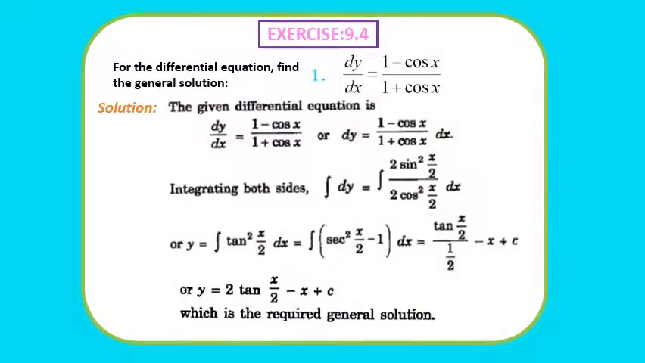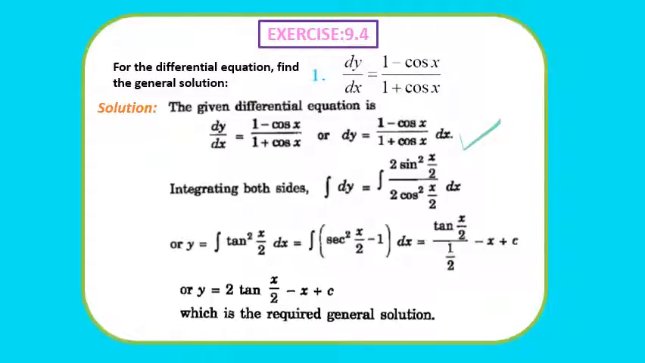So let's start the exercise. Very simple. Let's start exercise 9.4, and question 1 is: for the differential equation, find the general solution. We have dy upon dx equals 1 minus cos x upon 1 plus cos x. It is very simple. All the x are on one side, we just have to cross multiply the dx. So cross multiplying dx, we get dy is equal to 1 minus cos x upon 1 plus cos x into dx. Now we have to integrate.